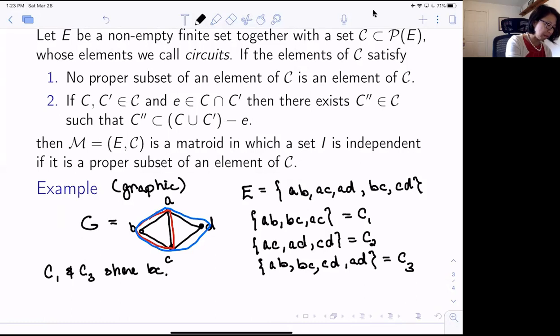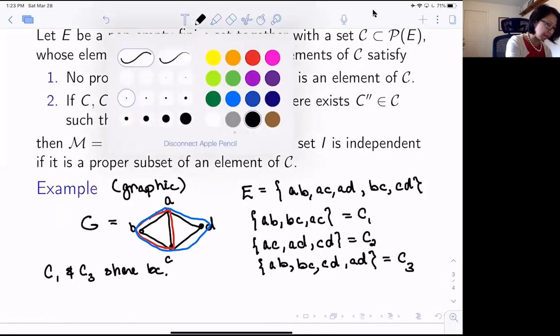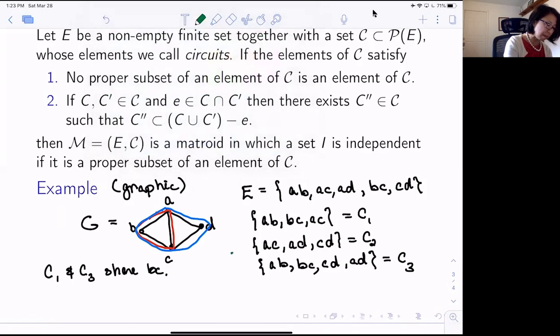In the union of those two, what I'm left with is this edge, that edge, and these 2 edges. You can see the union is not a circuit because it has this dangly edge here, but it contains a circuit, which is that triangle there. And you can check that for any of the pairs and any of the edges in their overlap. If you take out the edge, what you're left with is going to contain a circuit.